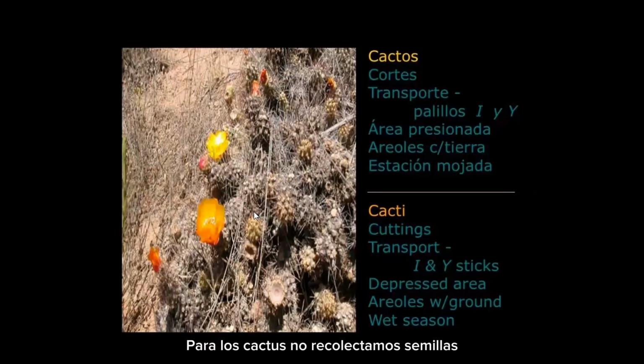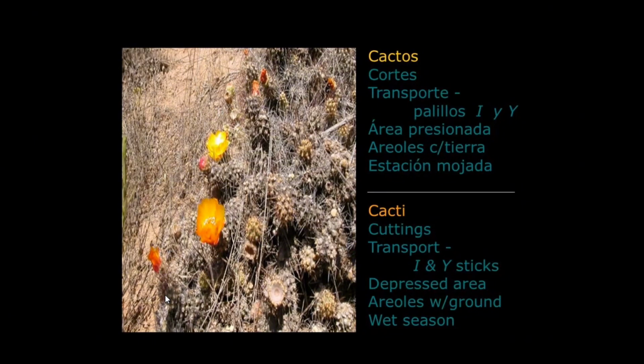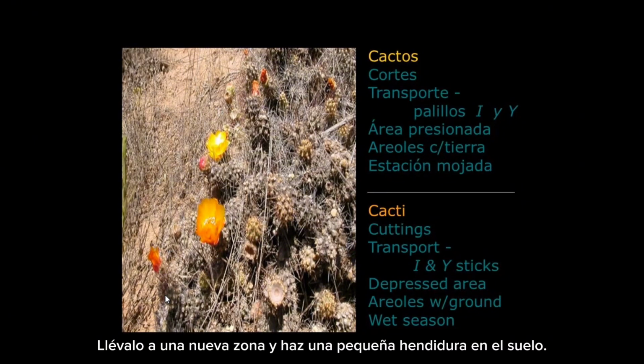For cactuses, we don't collect seeds. We take cuttings. And these little guys are jumping cactuses. They don't really jump, but you think they do because any disturbance will make it release and it appears to jump. But you can just take one of these little circles and take it to a new area, make a little tiny indent on the ground, and put it there, and it'll take roots because these thorns on these cactuses actually can convert into roots.